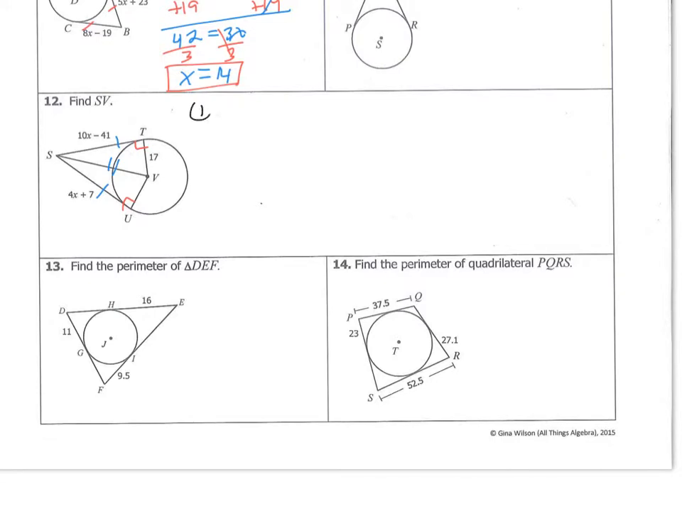So step 1, we are going to use our theorem above, and we're going to state that 10x minus 41 is exactly equal to 4x plus 7. How do I know to start there? That's what they gave me.